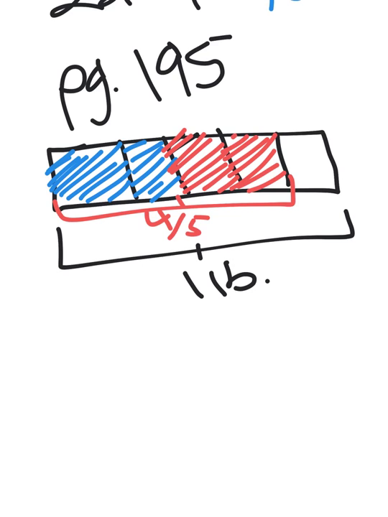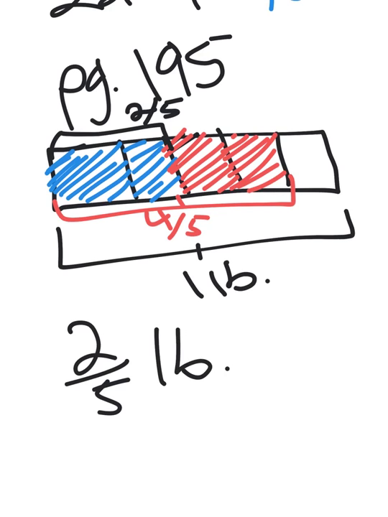Now your first method is to use a model, like we just drew. The model shows that the weight of each piece of cantaloupe is how many pounds. If this is my whole pound, and each piece of cantaloupe is, what would my fraction be here? It would be 2/5, right? It's 2 boxes shaded out of 5 parts. So using my model, each piece of cantaloupe weighs 2/5 of a pound.